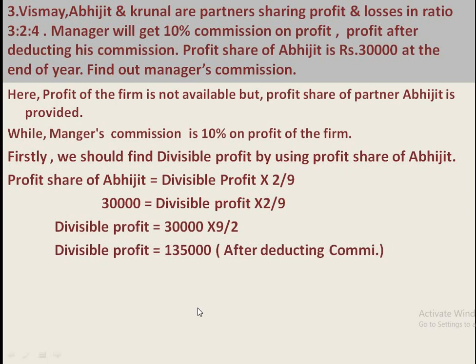Okay. Now, guys, in the previous two sums, how were we finding divisible profit? Profit before commission minus commission, we were getting divisible profit. Here we got the divisible profit directly, and divisible profit is after deducting commission. It is always after deducting commission. Now just read it. The manager will get 10% commission on profit after deducting his commission. So exactly the profit of 1,35,000 is available to you, on which you have to calculate the commission of the manager.